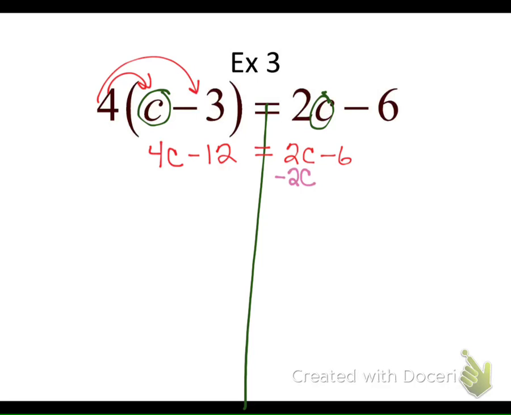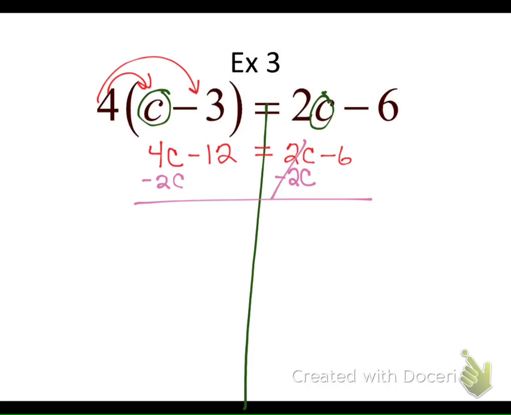We're going to leave that there for a minute, because that minus goes with the 6. So you always look at the operation sign in front of the number. Okay? And since there's not an operation sign in front of the 2, we know it's a positive. So if I subtract 2C from one side, I do it to the other.